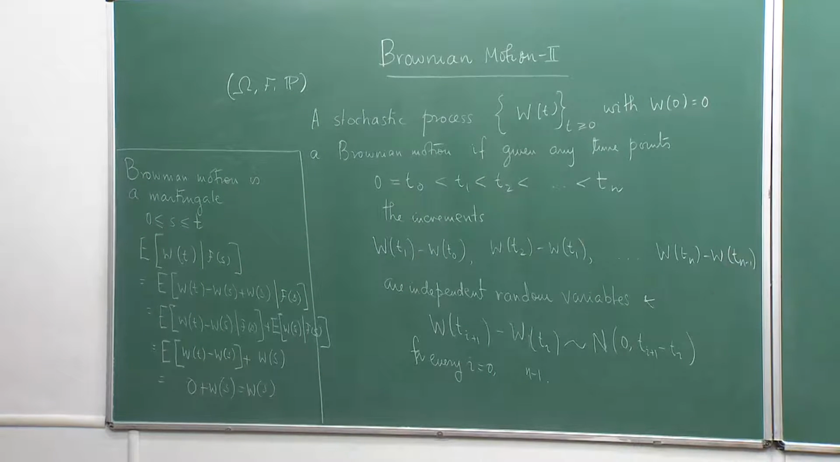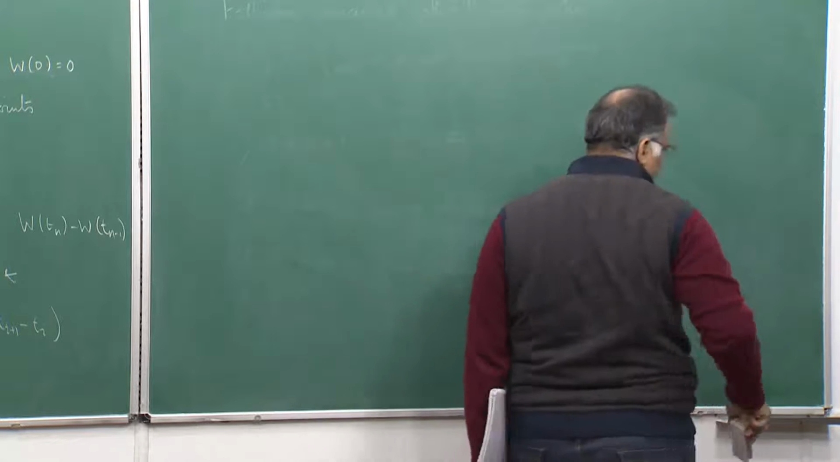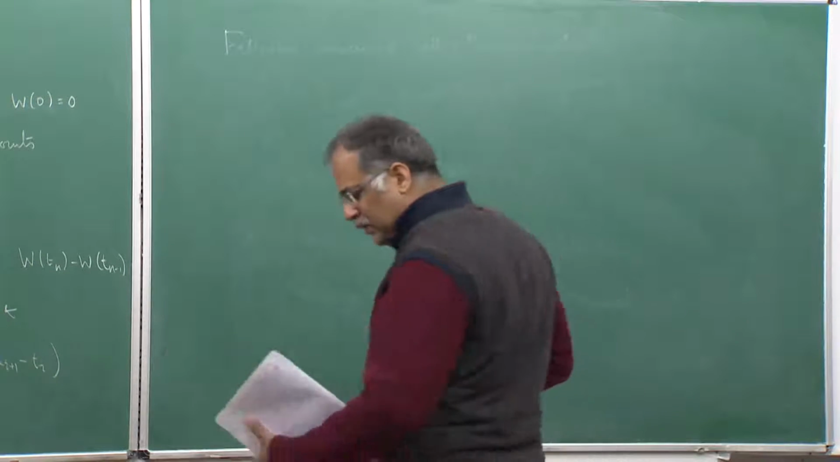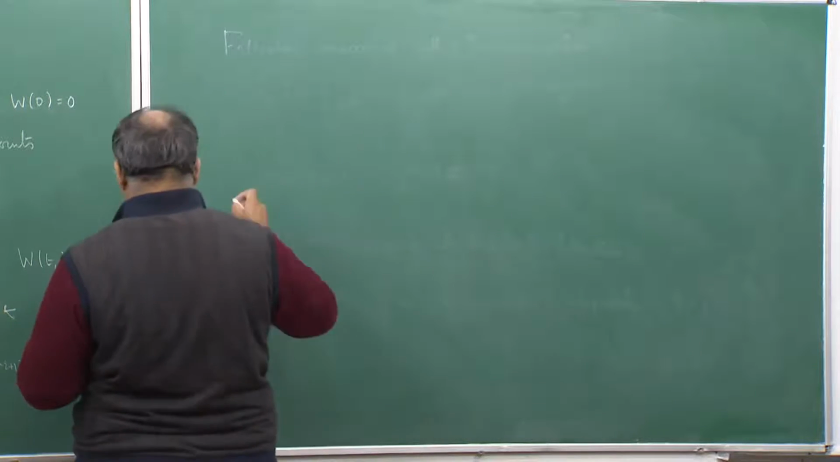There are several other martingales which are associated with the Brownian motion. A martingale that we are going to write now is very important in finance, specifically in calculation of risk neutral probabilities and all those things. So, this is a very important martingale called the exponential martingale.